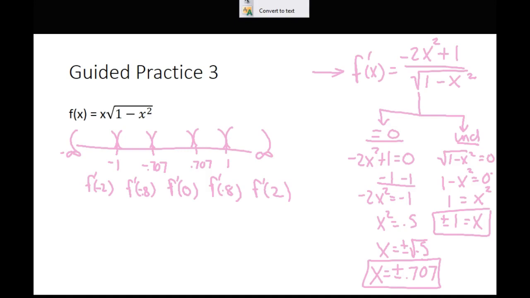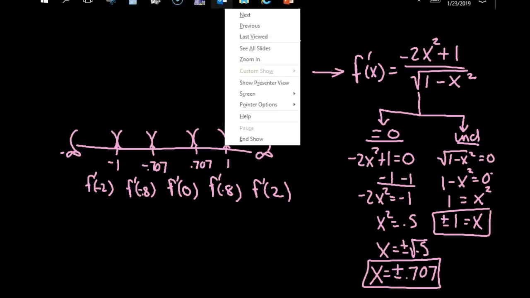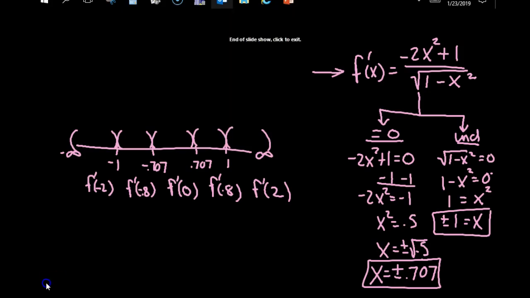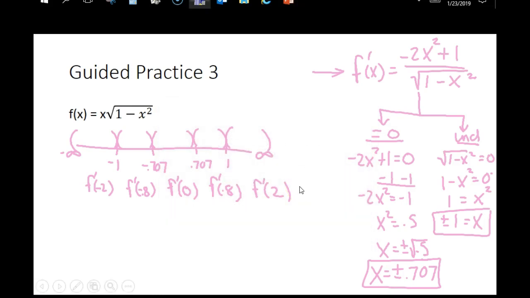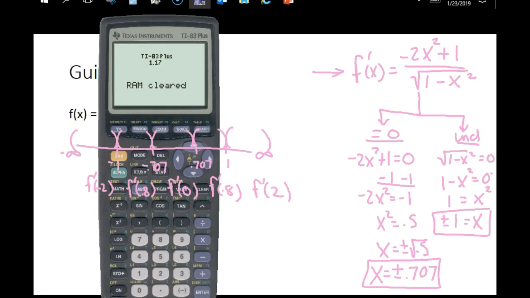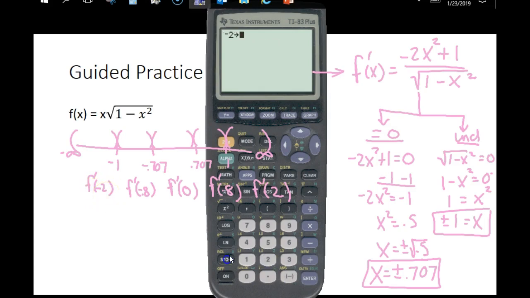Let me see if I can bring up my calculator here. Oops. There it is. Back up a little bit here. Okay. So the first thing I'm going to do, like I told you, we always want to start by storing an x value. So let's do that. The first x value I want to plug in is -2. So I'm going to store -2 under my x value. All right. And then I'm going to type in my function, which is over here.